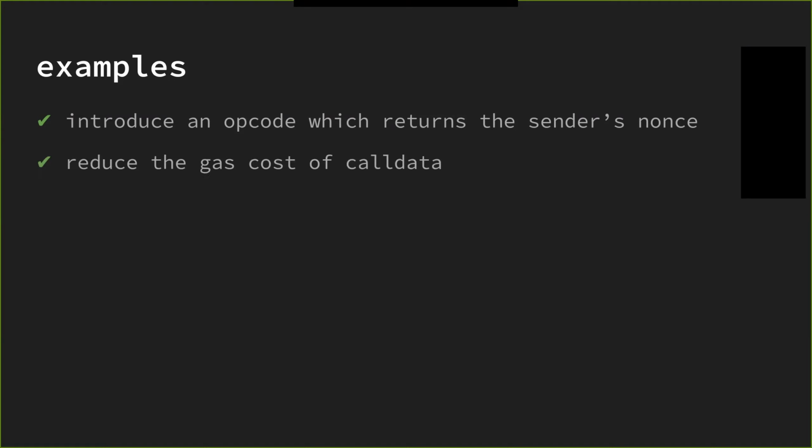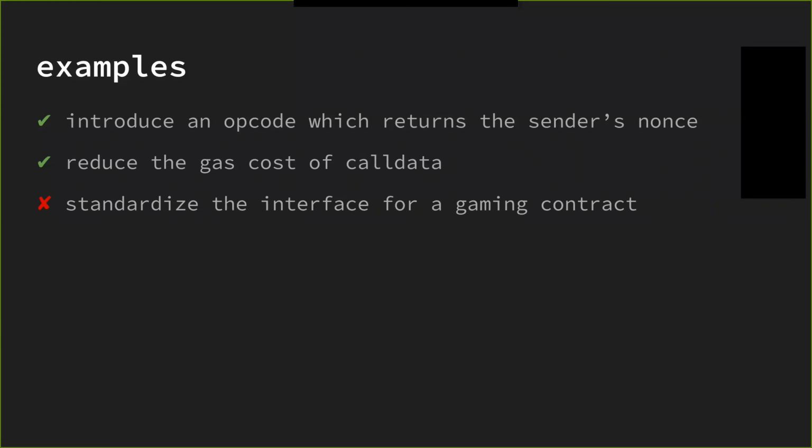Another example is something that would reduce gas costs of call data. This is something that's been done in the past and is obviously a good example of when you want to do an EIP. If you think that something is overpriced in the Ethereum gas schedule and you can explain and give some rationale why you think it is, then this is obviously a good example of something that you would want to write an EIP for.